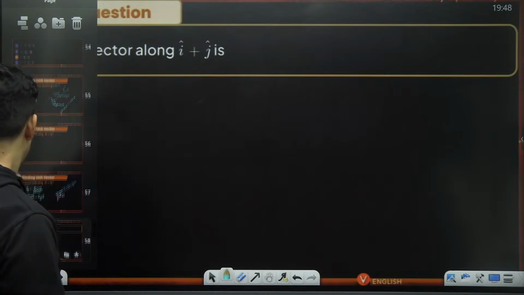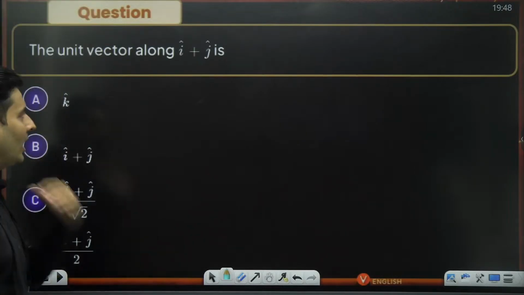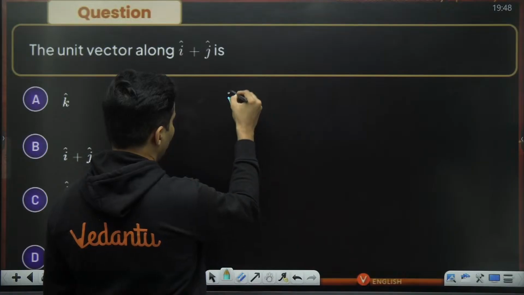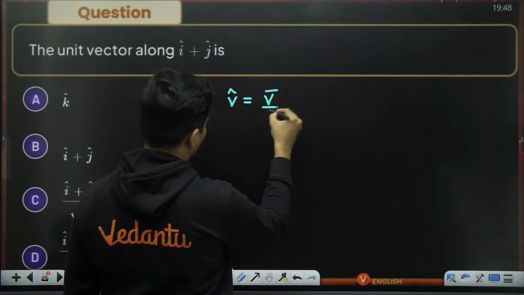Okay. What is the unit vector along I cap plus j cap? Come on, quickly solve this particular question, guys. Unit vector along this vector.